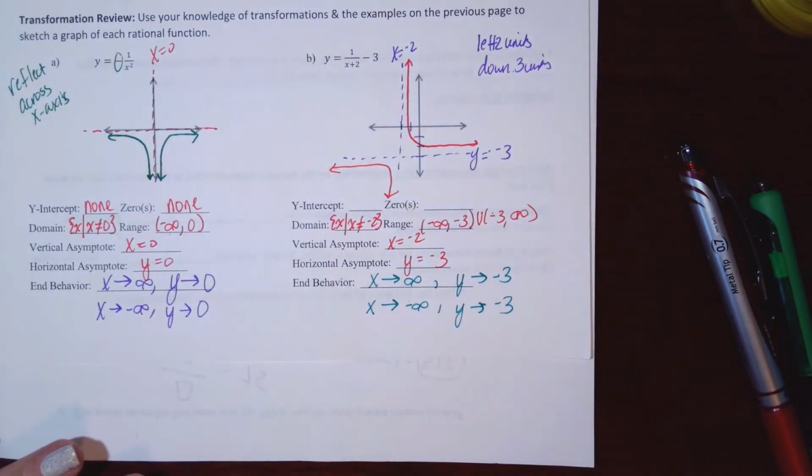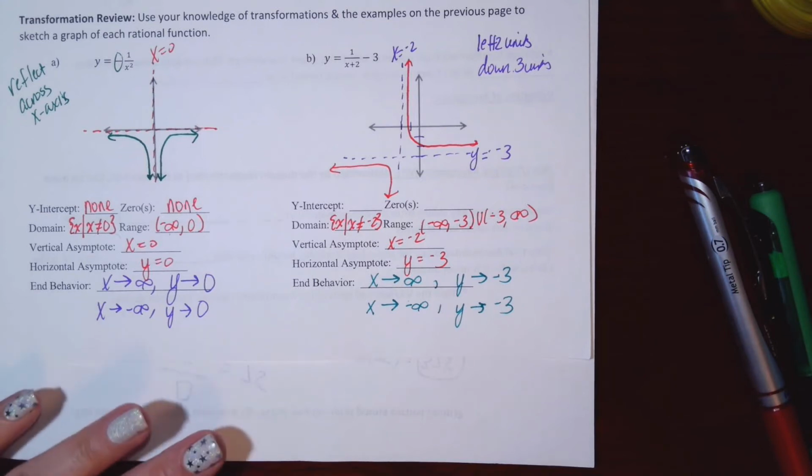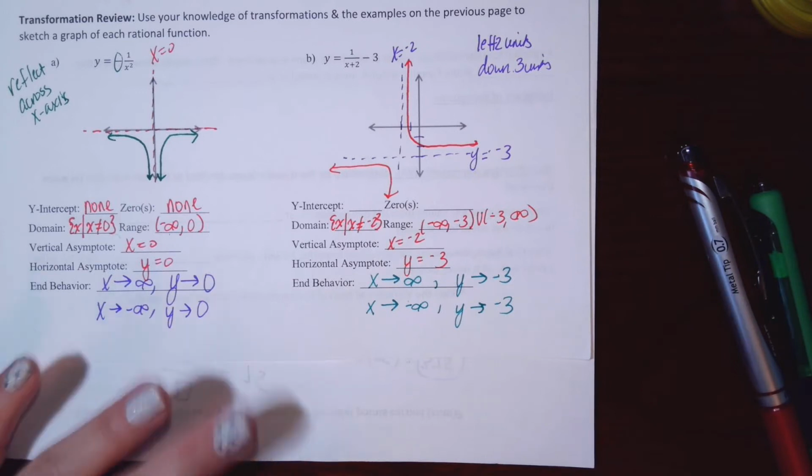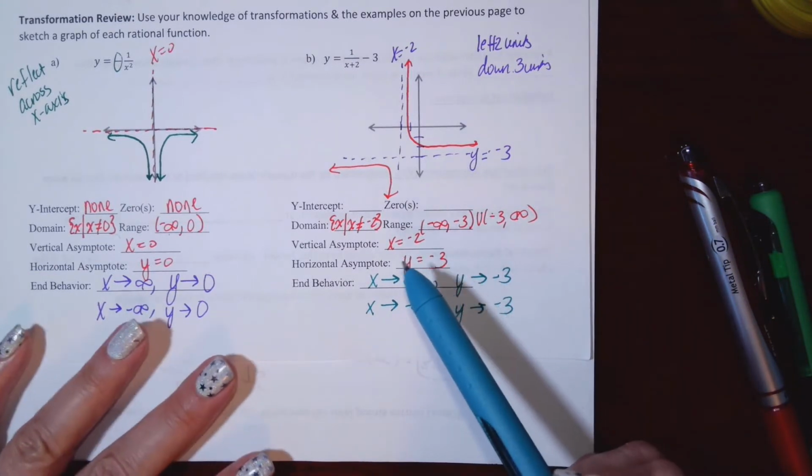That horizontal asymptote is about what y value is being approached as I get large with my x value, as I approach the end.